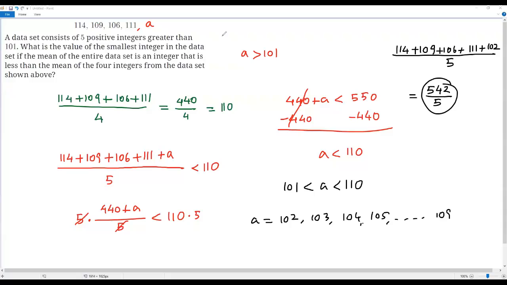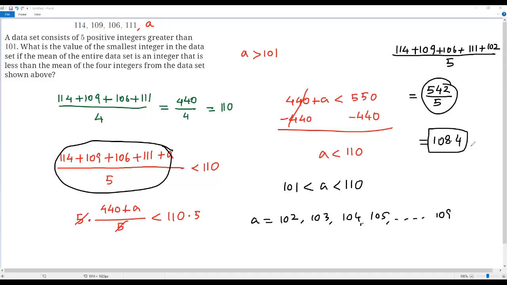So when I choose A equal to 102, it meets the given condition that it's greater than 101. But when I plug in 102 for A over here, the mean of the entire data set is not an integer. I am getting 108.4. So the mean of the entire data set is not an integer, and that is the condition given in the question: the mean of the entire data set is an integer. So we chose 102 as the value of A, but it does not satisfy the condition given in the question.